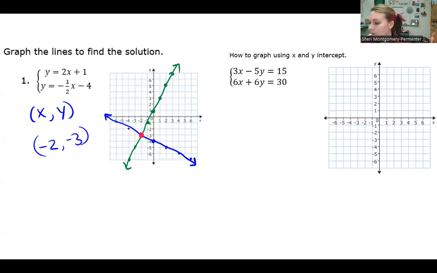So the next three problems on the front page are going to be similar. If they cross, your answer is the point where they cross. If they don't cross, then you say there's no solution. If it ends up being the same exact line, then it is infinitely many solutions.